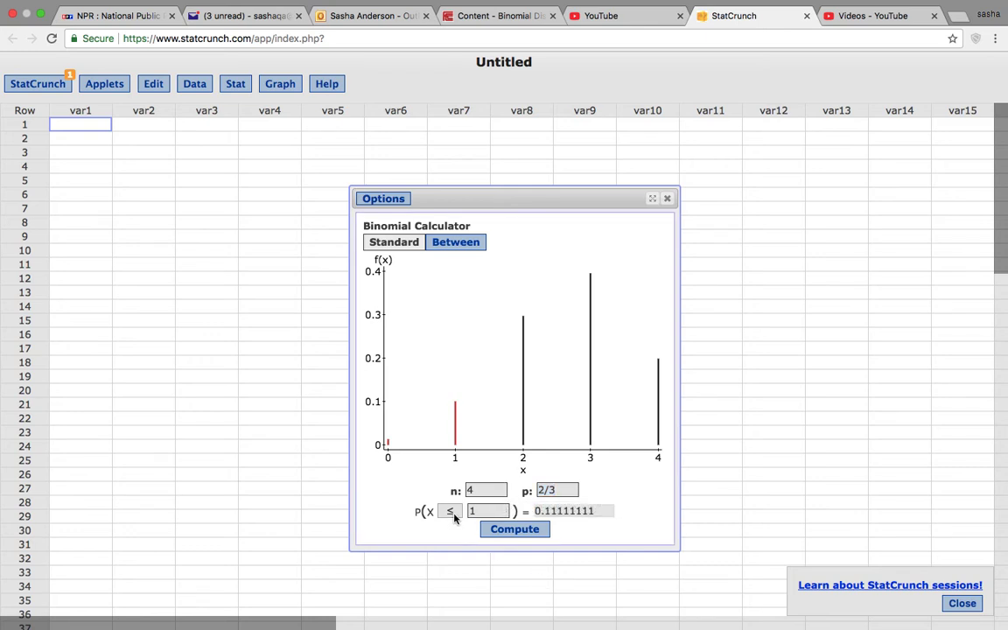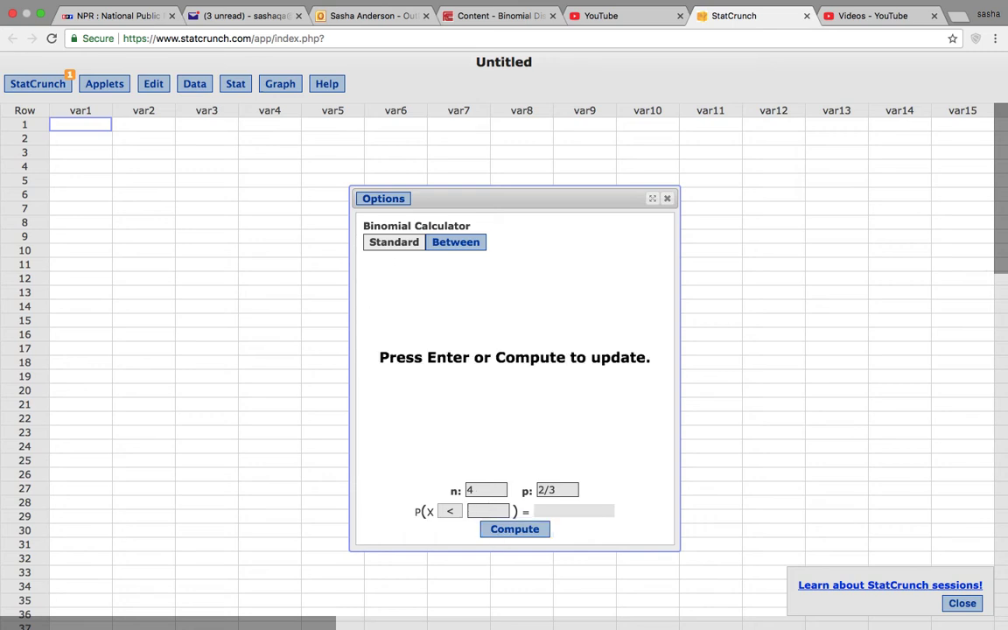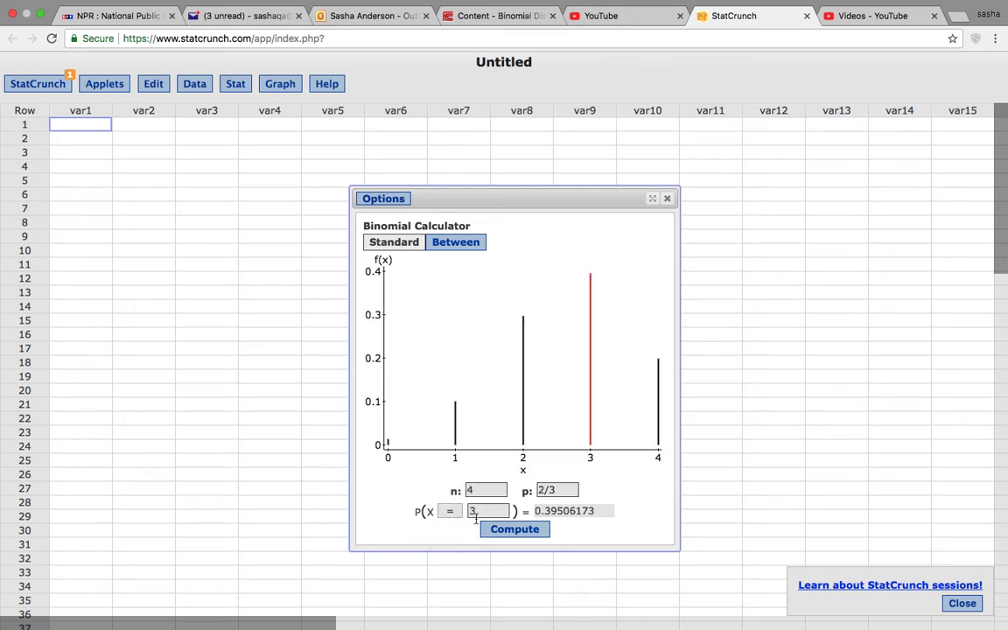You have a drop-down menu here where you can choose whether you want equals or greater than, less than, etc. So the probability of having less than 1 boy means 0 boys. The probability of having 0 boys out of 4 is almost 1%. The probability of having 2 boys out of 4 is 0.111, that's 1/9. That's less than. The probability of having exactly 2 boys is 0.29, etc.